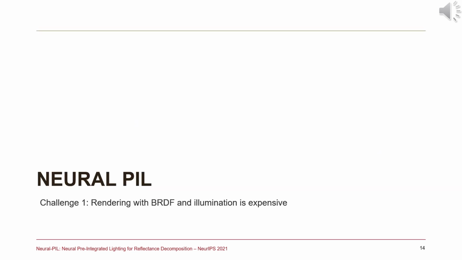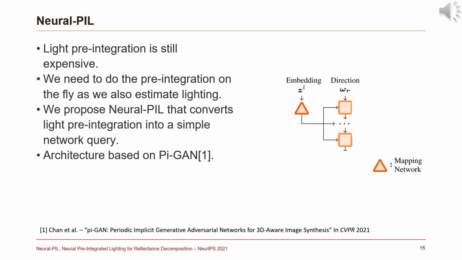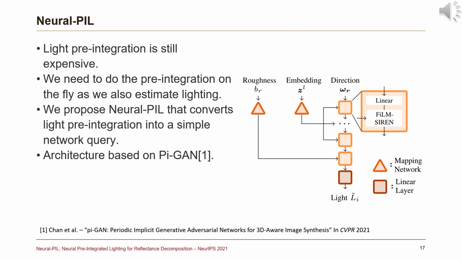We want to replace this brute force pre-integration with a general network called Neural-PIL. Given an embedding which describes illumination, we first sample the direction. Our main network is inspired by Pi-GAN and FiLM SIREN layers, which condition our network based on the embedding. In the last step, we apply an additional conditioning network, which defines the integration area based on the surface as shown before in the visualization.